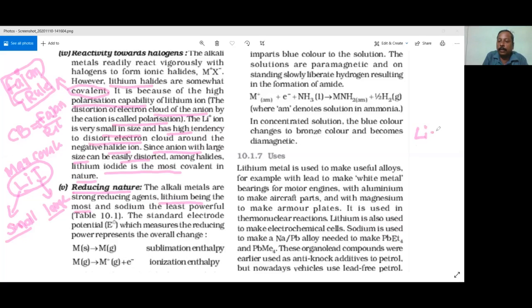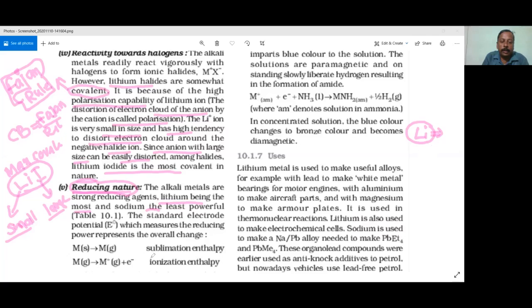More negative reduction potential, strongest reducing potential. Strongest reducing agent among the alkali metals is what? Lithium. Second, sodium, the least powerful. So highest reducing power is of lithium, lowest is of sodium.